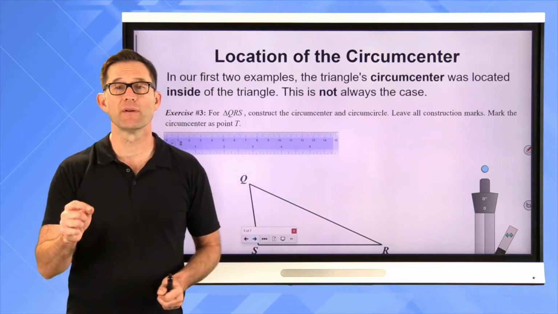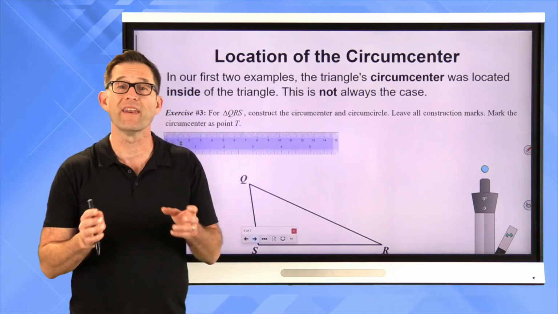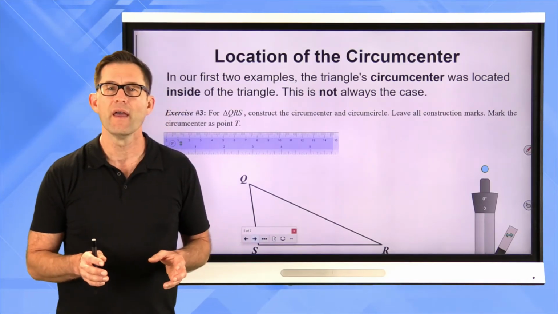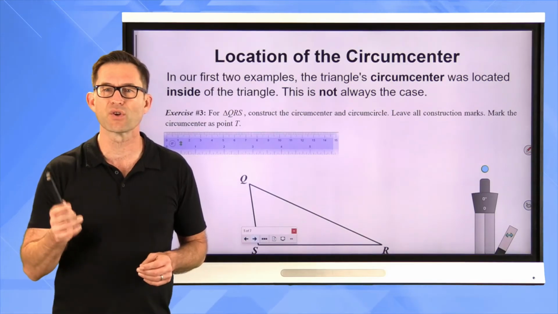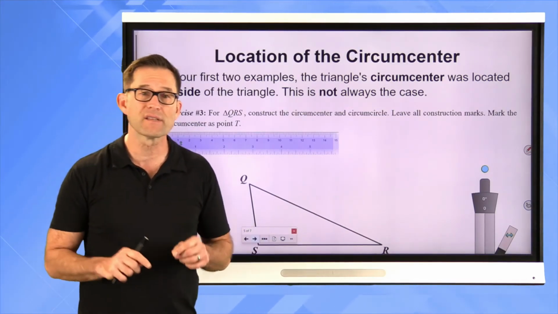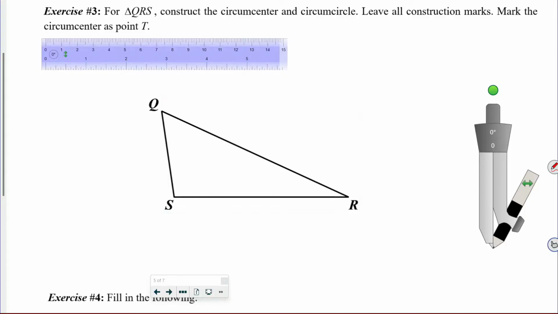Now, the location of the circumcenter. In our first 2 examples, the triangle circumcenter was located inside the triangle, but that's not always the case. And it probably seems a little bit weird that it wouldn't always be the case, but you can have a circumcenter that is located outside of a triangle. Let's take a look at that in exercise number 3. For triangle QRS, construct the circumcenter and circumcircle. Leave all construction marks. Mark the circumcenter as point T.